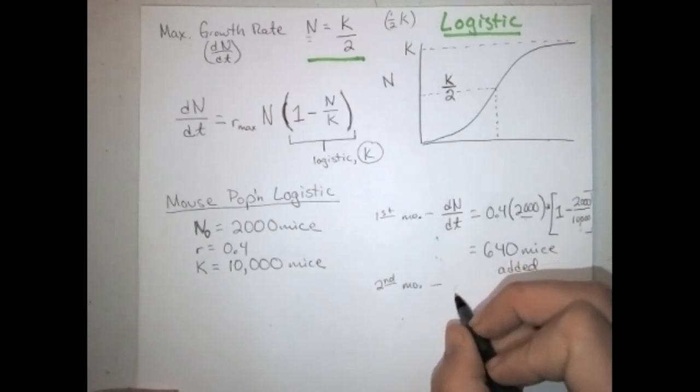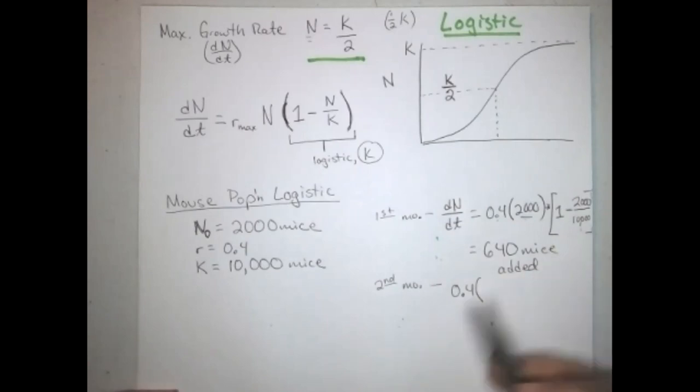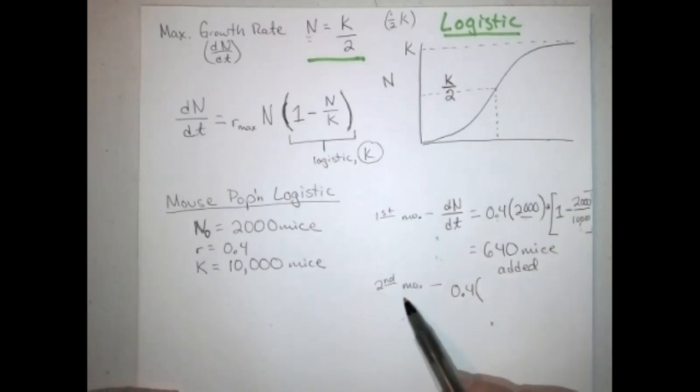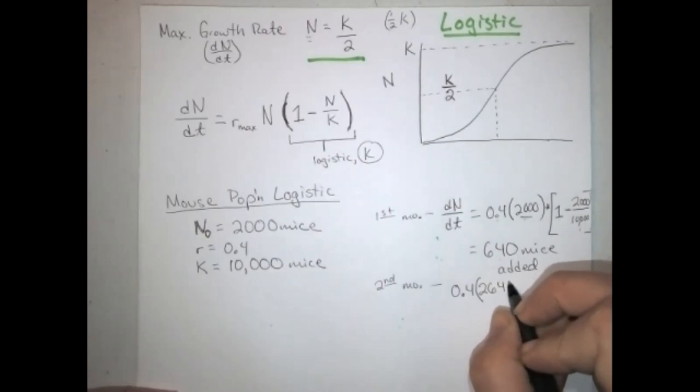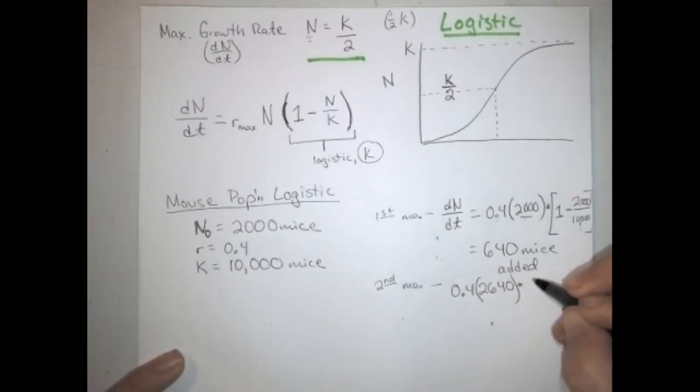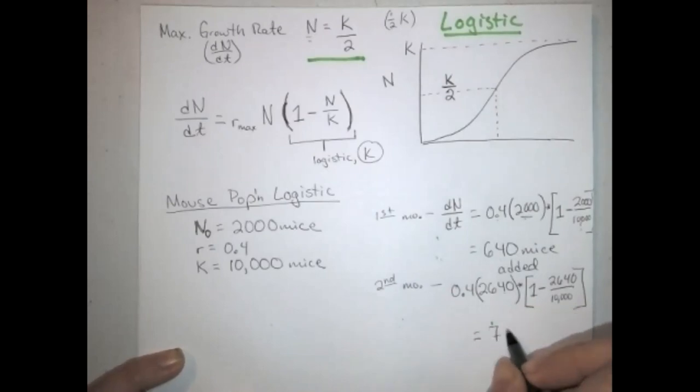The growth rate is the same, so 0.4. Now, the initial population at the beginning of this month is last month's population plus the new mice, so 2640 times 1 minus 2640 over the carrying capacity is the same. Okay, type this into the calculator. You get 777.216. So we'll say 777 mice are added to the population.